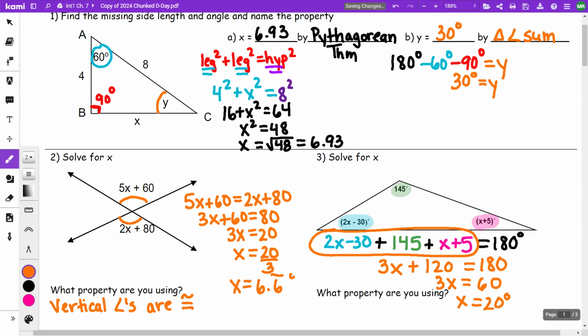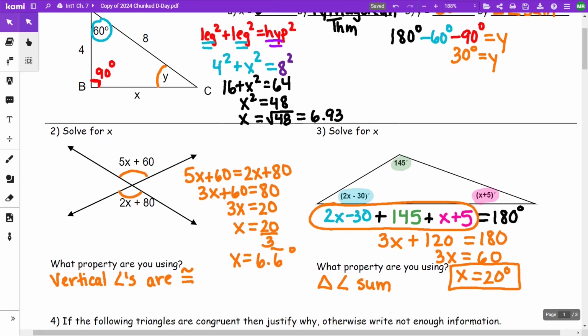Over here, this other one was also degrees. And that is going to be our answer. What property allowed us to do this? Triangle angle sum theorem. Let me make that triangle better. Triangle angle sum.